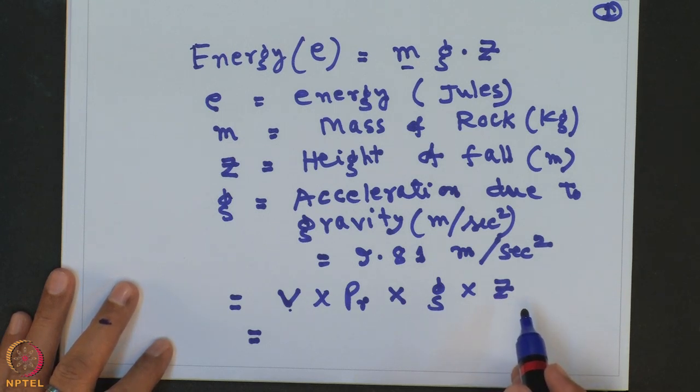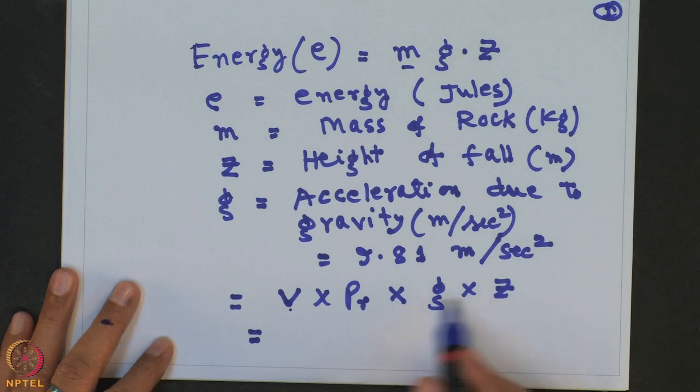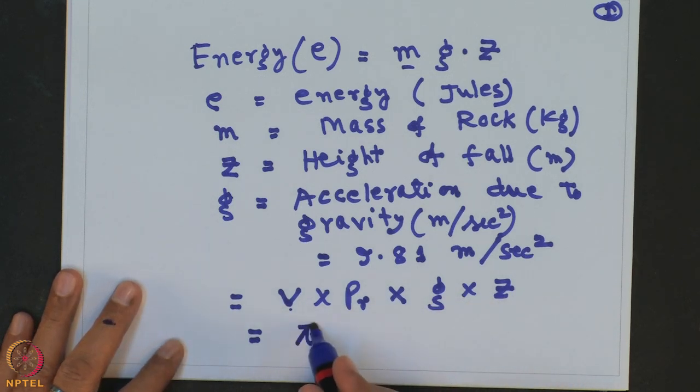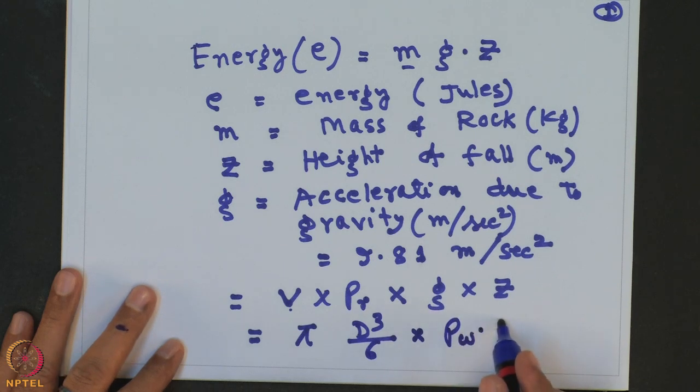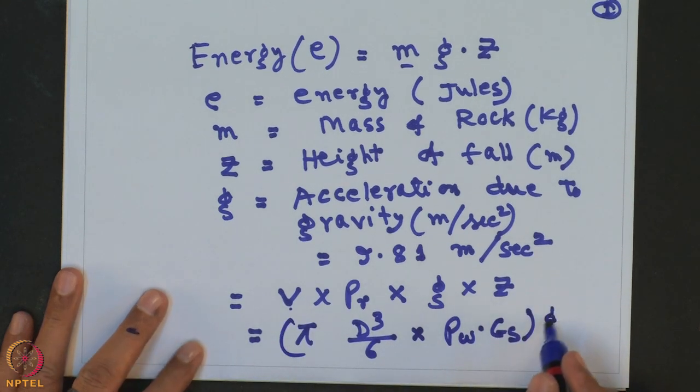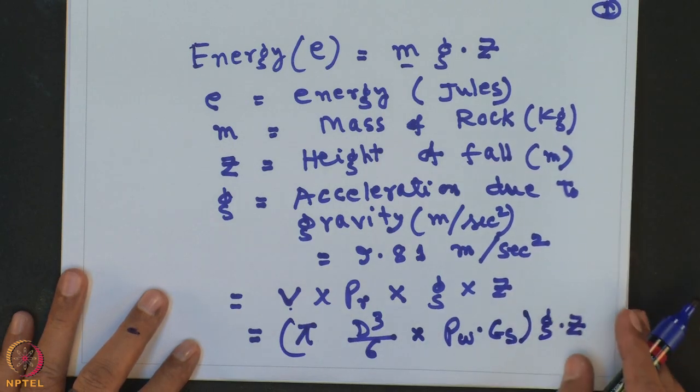Again, this also we can write as pi into d to the power 3 divided by 6 into rho w into Gs, this into g into z. So, I am explaining what is that V.